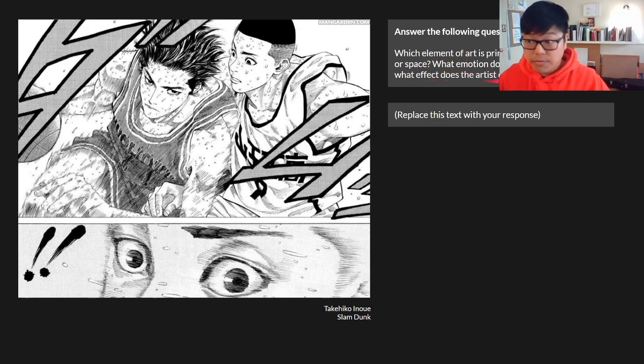And in terms of the effect the artist creates, I would hope the students in this piece would be able to identify the primary element of art used here is line. And the emotion, they could just respond honestly, right? What comes up for them. But as far as the effect, the artist is creating a sense of movement. And he's depicting the quick speed with which these athletes are moving, right? And so this is Takehiko Inoue's work in the manga Slam Dunk.